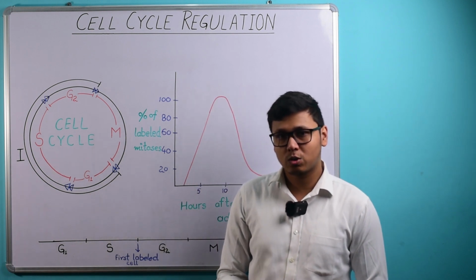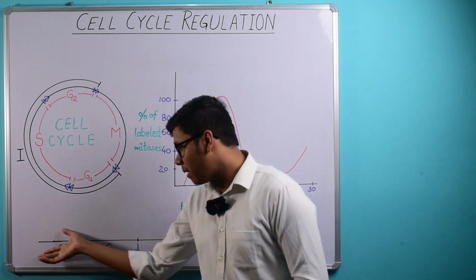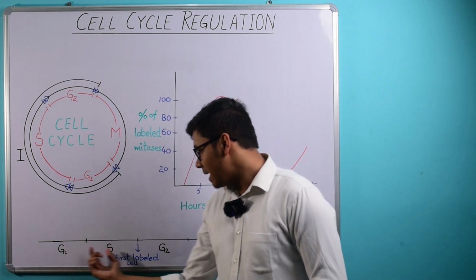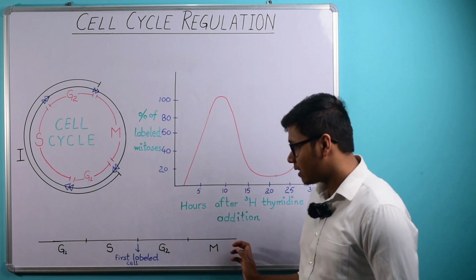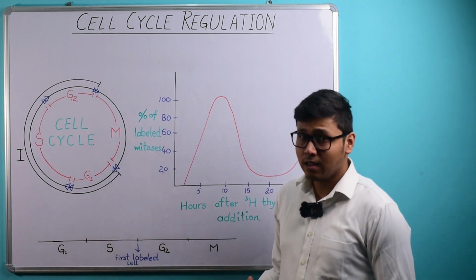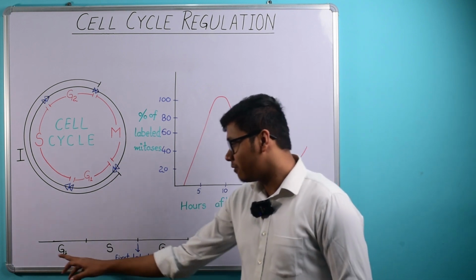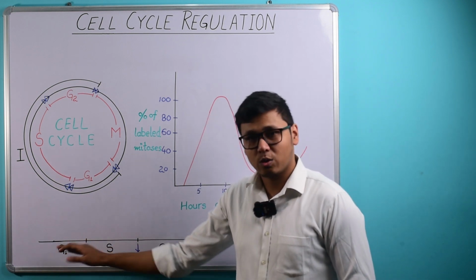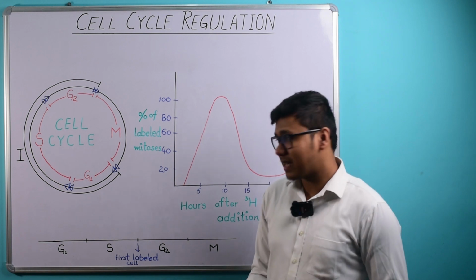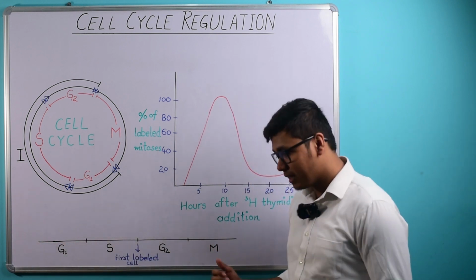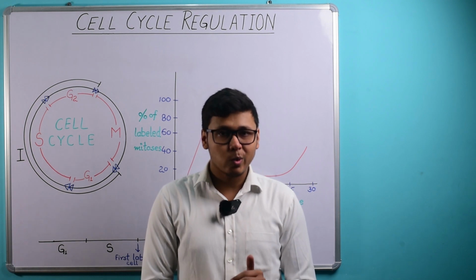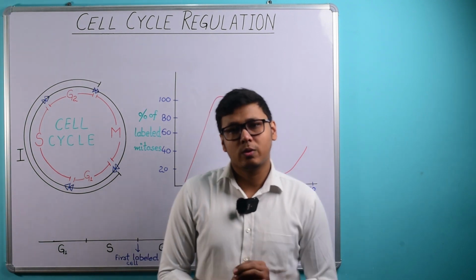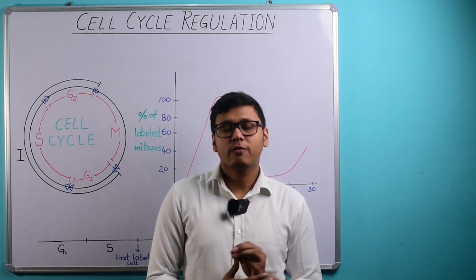But before we move on to the experiment, let's have a look at the bar I've drawn at the bottom. I have mentioned the G1, S, G2 and M phases of the cell cycle on the bar. So this bar represents the entire cycle, but for this instance, let's assume that we don't know the different phases of the cycle and we don't have any idea about the duration of each phase. What we know about the cycle is the entire duration, that in a particular time the cell cycle completes.